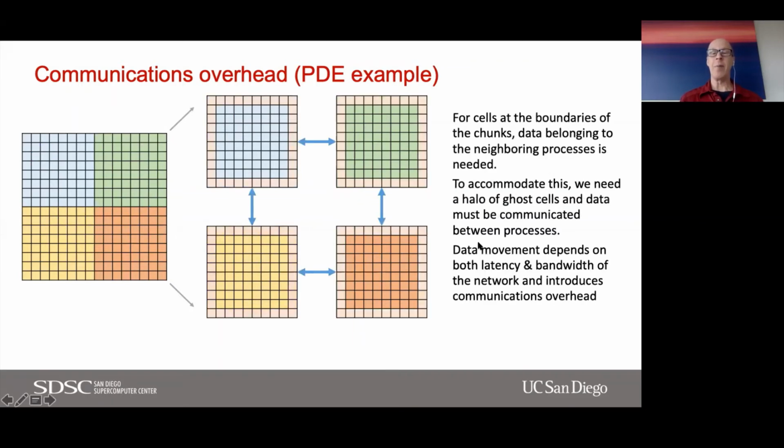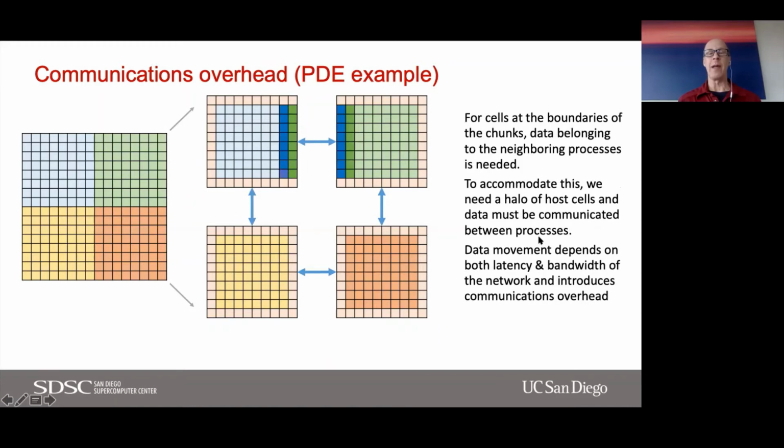Where we're going to run into problems, though, is for those cells that are at the boundaries. If it's a cell at the boundary of one of those domains, it's going to need data from a neighboring process. To accommodate this, we need to create a halo of what we call ghost cells, which can be used to store data that is collected from the other processes. So this data movement depends on how quickly we do it. It's going to depend on both the latency and the bandwidth of the network, and it introduces communications overhead.